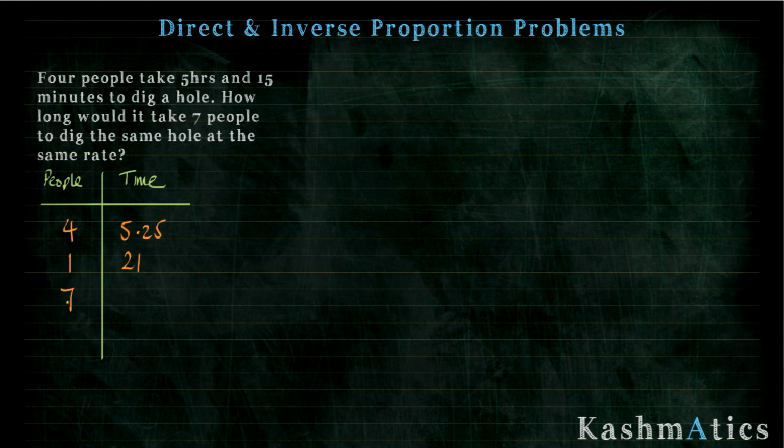But we've got 7 people. Okay, so I know how long it would take 1 person to do the job. So if I had 7 people, it would take 1/7 of the time to do the job. So I need to divide this by 7, and that gives me 3 hours. So 7 people would take 3 hours to dig the same hole.